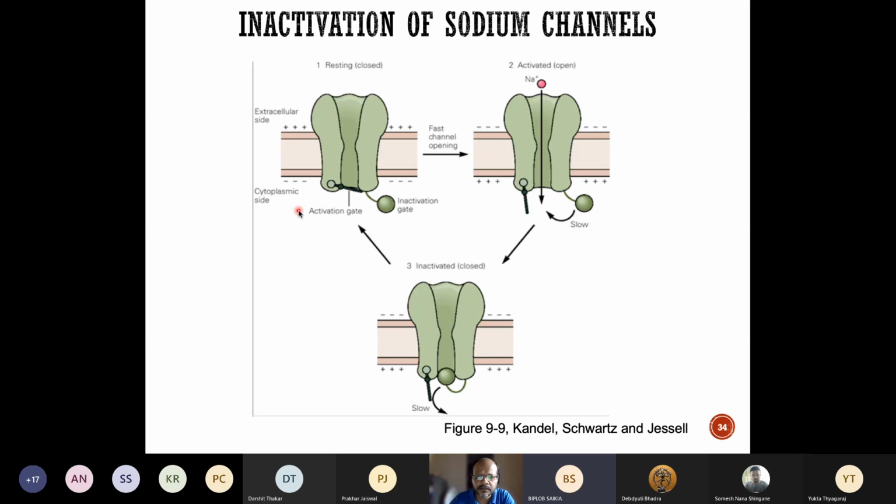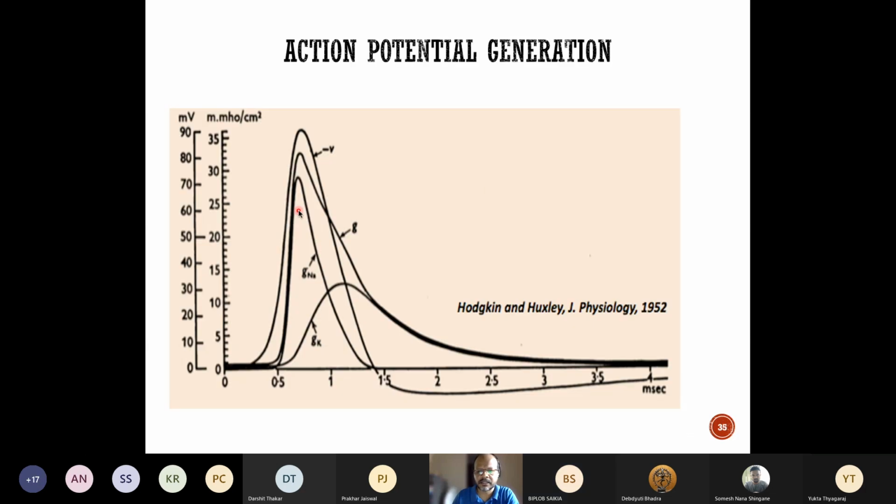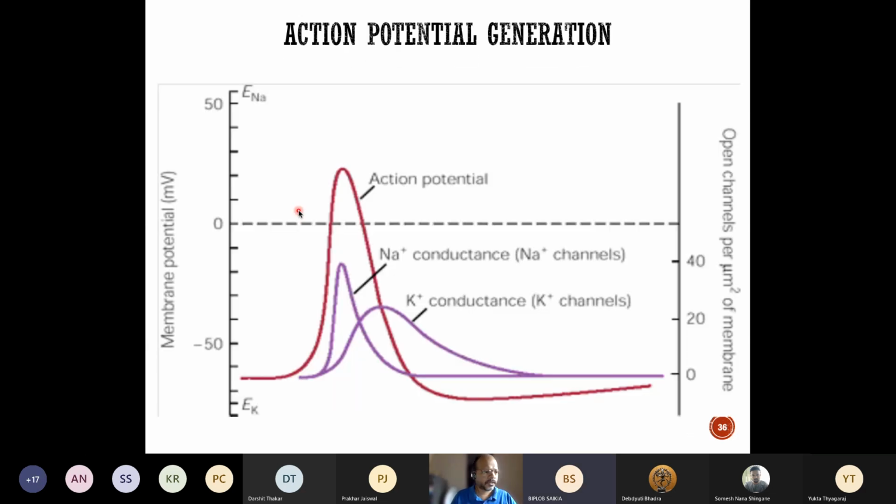Basically, because of the voltage gated ion channels, the resistance changes. The conductance of the ion channels changes depending on what the voltage is. And that is what is causing this action potential. Okay, sir. Thank you, sir.